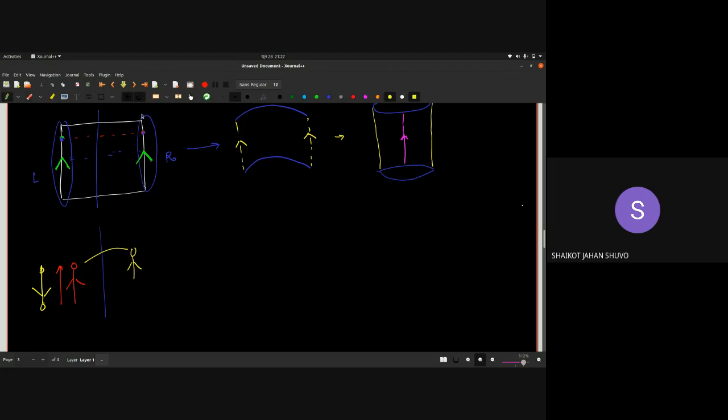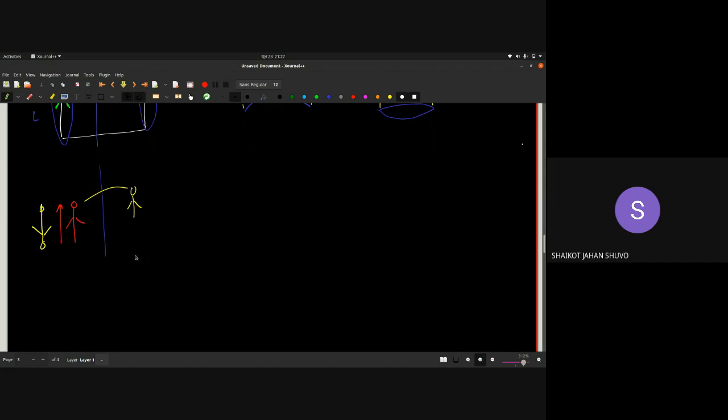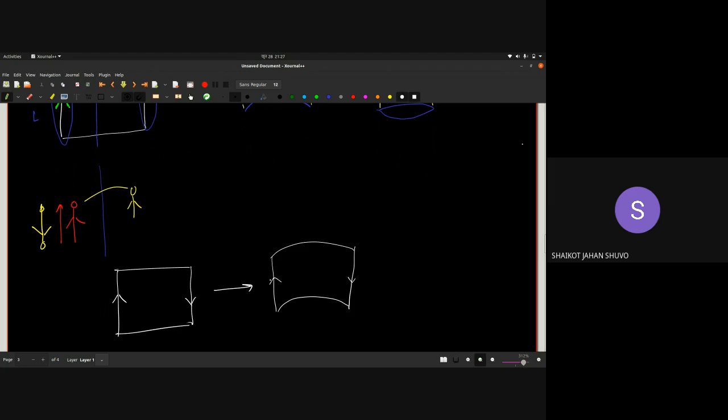So let me draw the square box again. This is our box. We identify these terms like this. So in the intermediate process, we will have something like this, right? But we cannot glue it right now because they're of the opposite orientation. So the points wouldn't match up, so to say. So what you can do is bring these two arms closer.